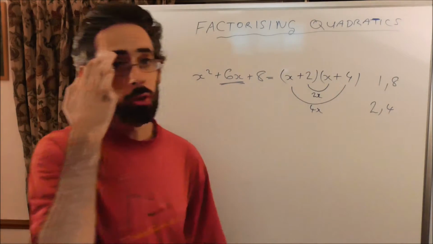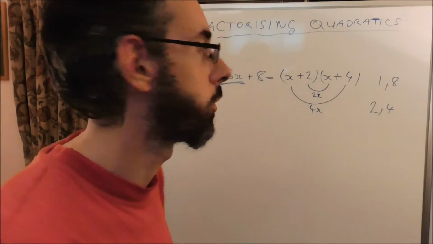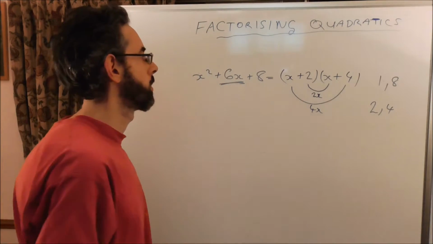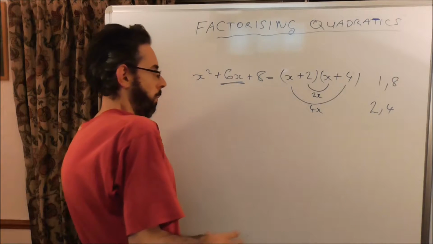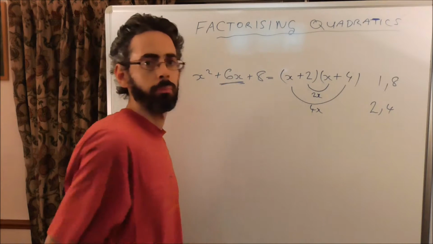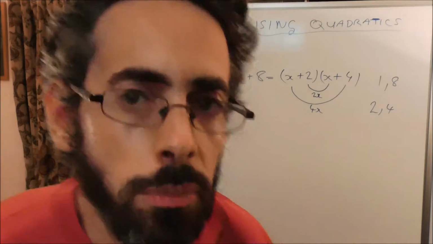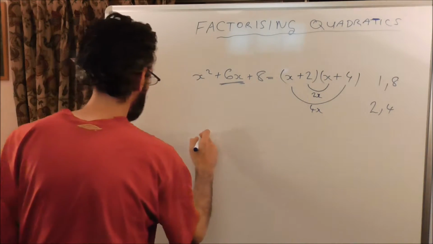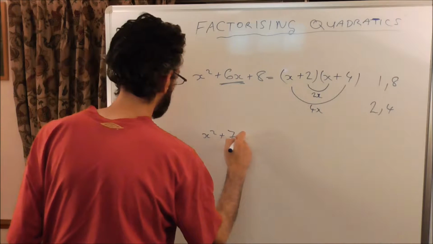The reason 2 and 4 works, of course, is because 2 plus 4 is 6. So we needed a pair of numbers with a product of 8, but a total of 6. So it was 2 and 4. Let's try another one. Let's do x squared plus 7x plus 12.